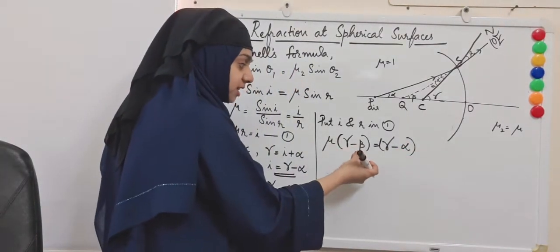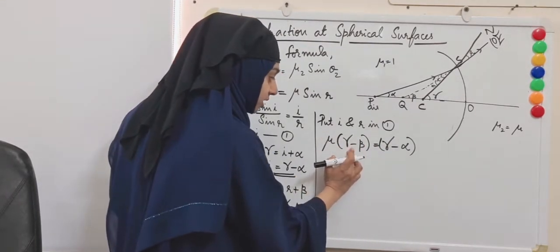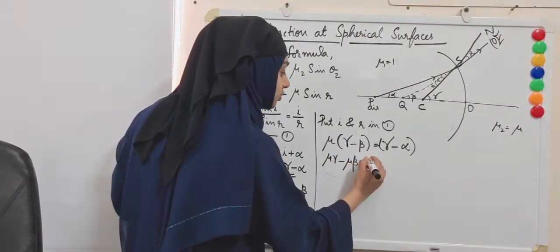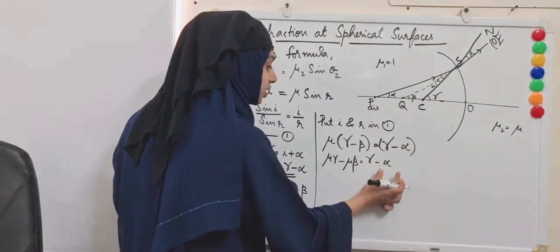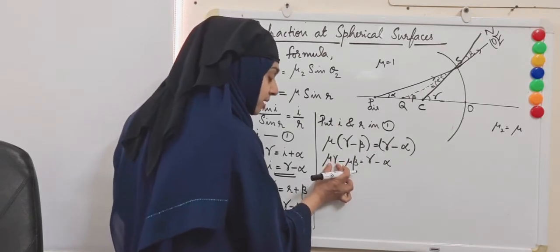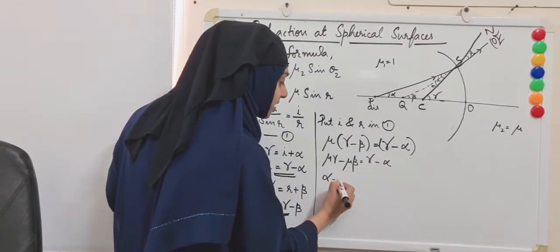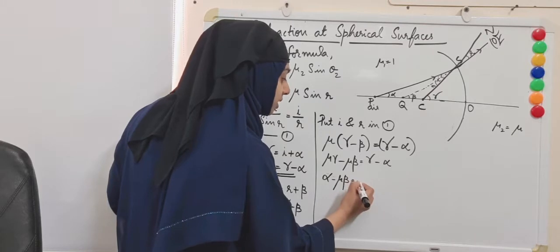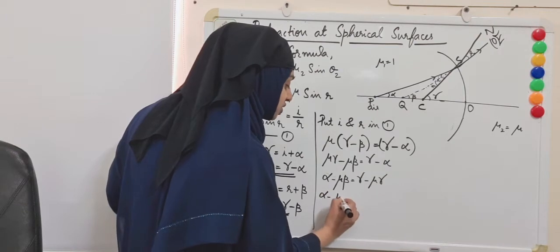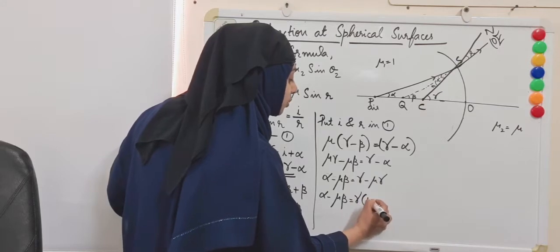I want to bring the terms containing gamma to one side. So when I take mu into the brackets, this will be mu gamma minus mu beta is equal to gamma minus alpha. So I am taking minus alpha to this side, so it will become plus alpha, and mu gamma to the other side, so it will become minus mu gamma. So alpha minus mu beta is equal to gamma minus mu gamma, or alpha minus mu beta is equal to, when I take gamma outside, gamma times (1 minus mu).